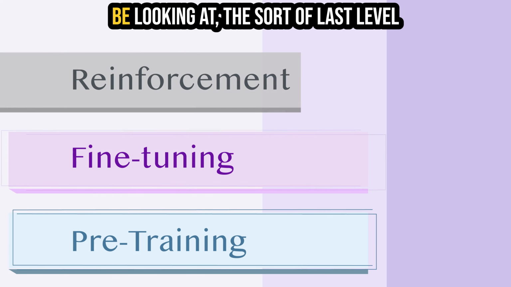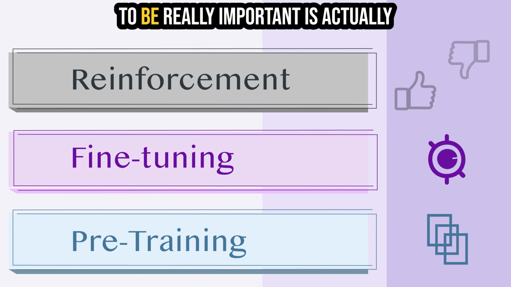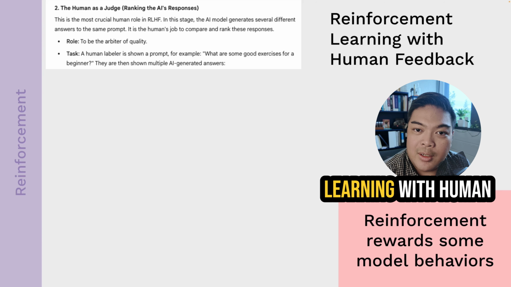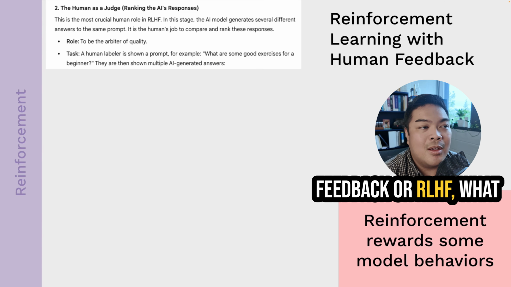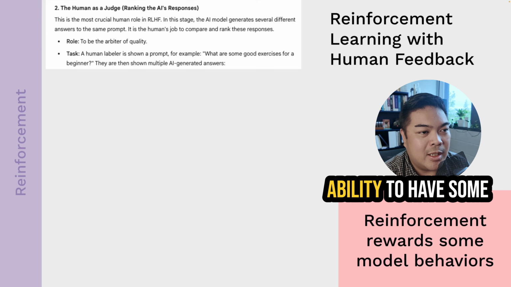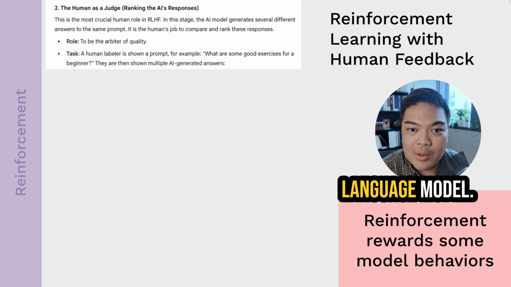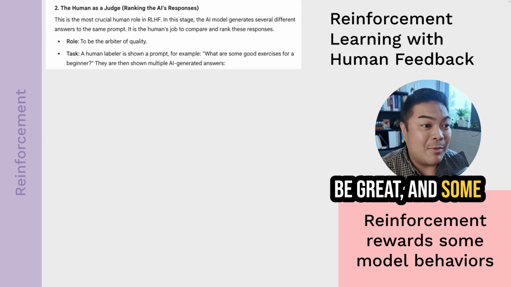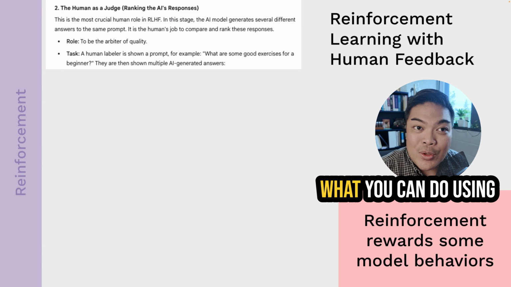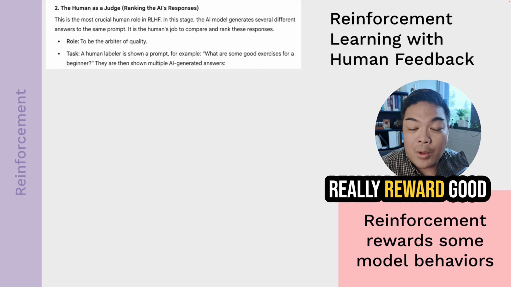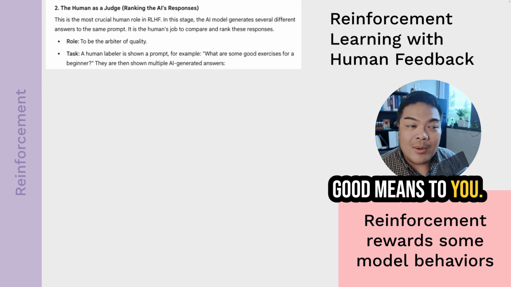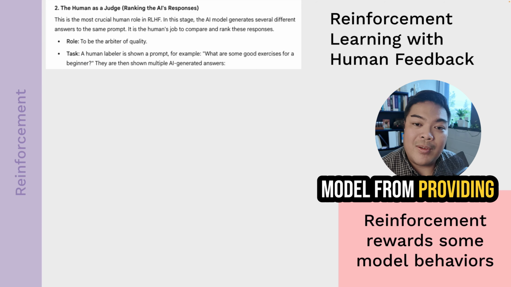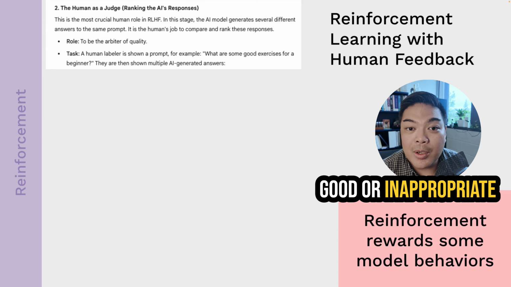The other thing that we're going to be looking at, the last level of human intervention that is going to be really important, is called reinforcement learning. When we're talking about reinforcement learning with human feedback, or RLHF, what we're really talking about is a human's ability to have some control over the behavior of the large language model. Sometimes, just like a child, some of the behavior that comes out of it is going to be great, and some of it is going to be wildly inappropriate. What you can do using reinforcement is really reward good responses, whatever good means to you, and also dissuade the model or completely prevent a model from providing feedback that is not good or inappropriate or harmful.